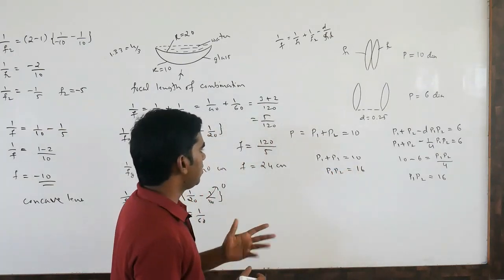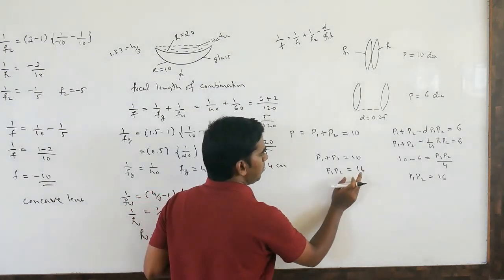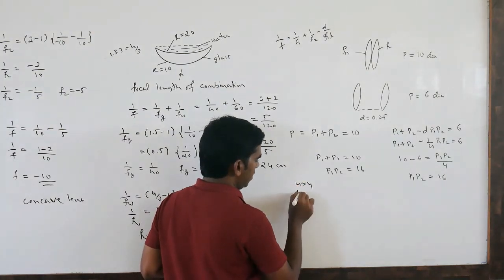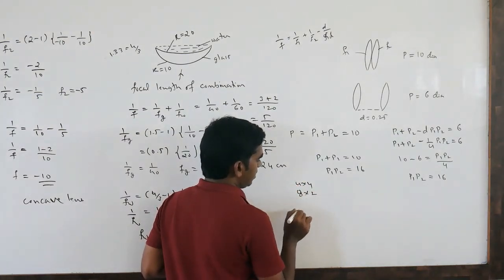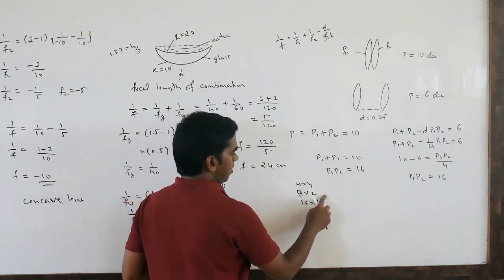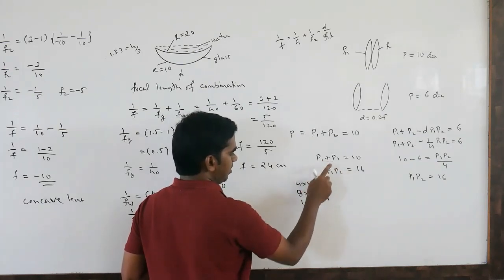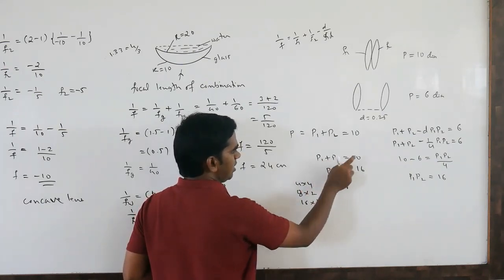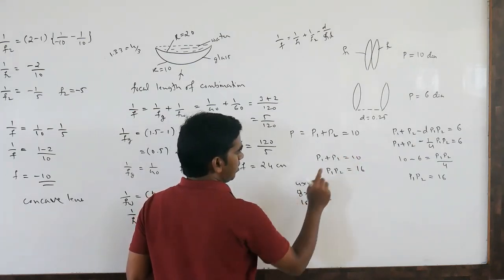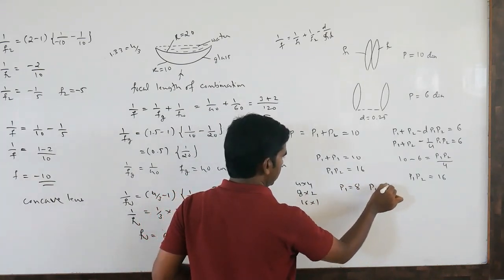Look at here, don't waste your time by solving this. We will get 16 for different combinations. That is, 4 into 4 will get 16, 8 into 2 will get 16, and 16 into 1 also will get 16. So in all these three cases we will get 16, but if we add them, 4 plus 4 will not become 10, 16 plus 1 will become 17, that will not become 10. But 8 plus 2 will become 10. So your P1 is 8 and P2 is 2.